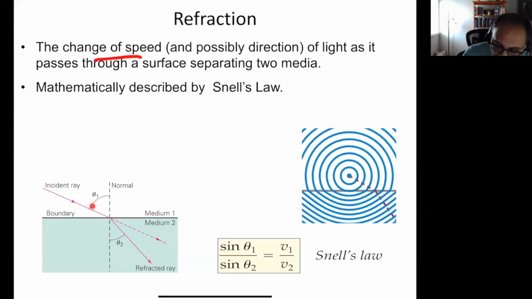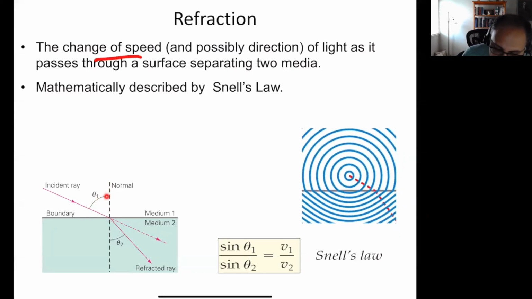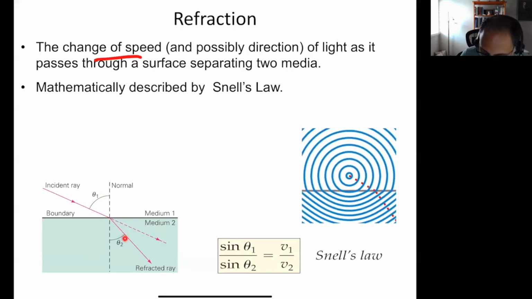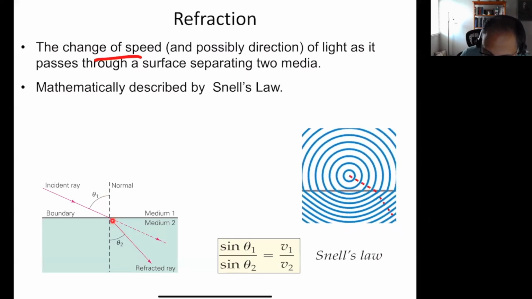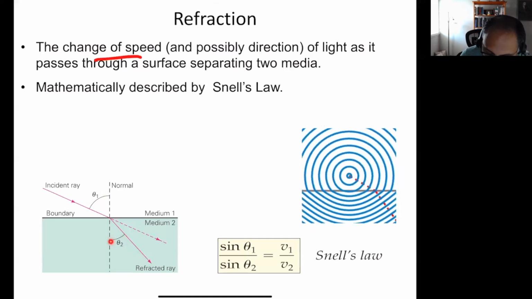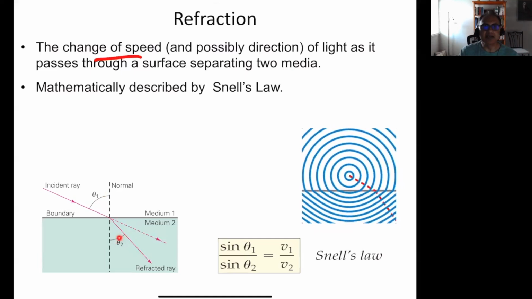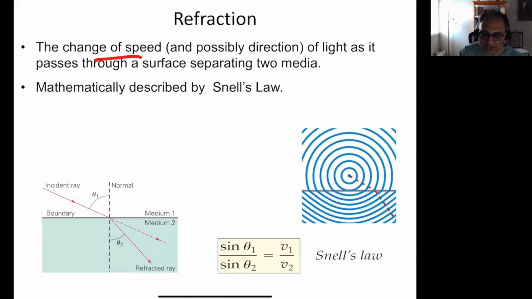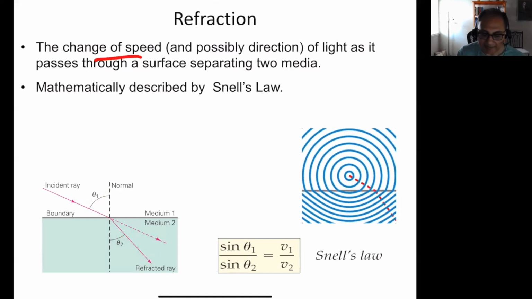Notice that angles are always measured with respect to the normal. So θ1 is the angle of incidence. And as it goes into medium 2, you can see that it has changed direction. So it's bent closer to the normal right now. And the angle of refraction is θ2 right here. That makes sense? So this phenomenon where the speed and the direction changed is called refraction.